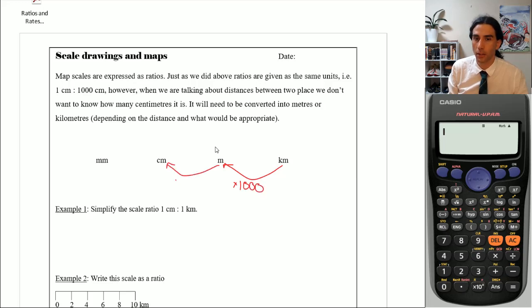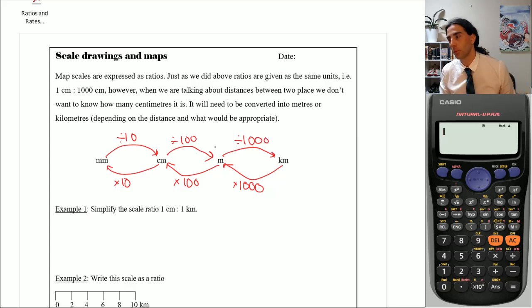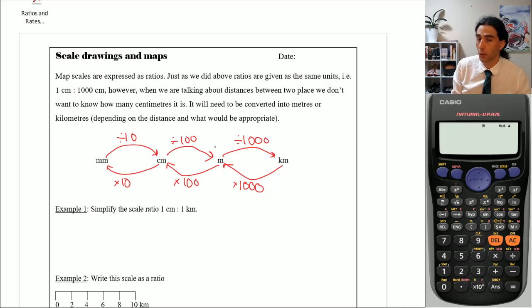Meters to centimeters, times by 100. And then times by 10. Going back the other way, you got to divide. So this is a very useful way to help you convert things. So that there. And then I'm going to go into the example here.